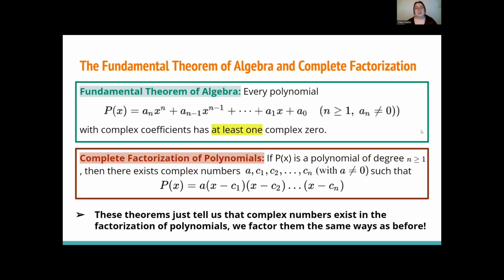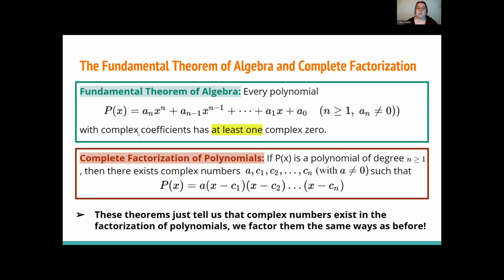Moving on, we had the fundamental theorem of algebra and this idea of complete factorization. Starting with the fundamental theorem of algebra, we say that every polynomial, which is p of x equal to a sub n times x to the power of n plus a sub n minus 1 times x to the power of n minus 1, adding all of these terms until you get down to a sub 1 times x plus a sub 0, where n has to be greater than or equal to 1 and a sub n never equals 0. So every polynomial in just the typical polynomial fashion, like how you would see them anytime.